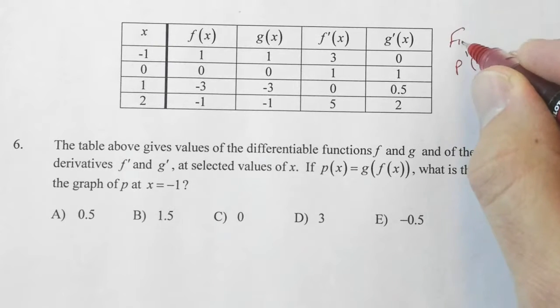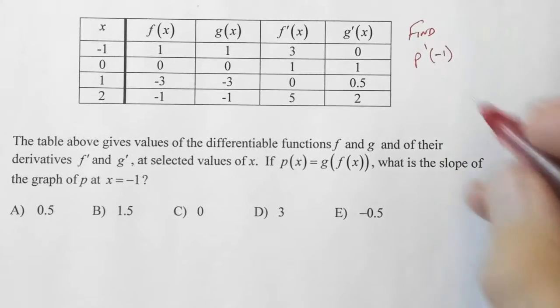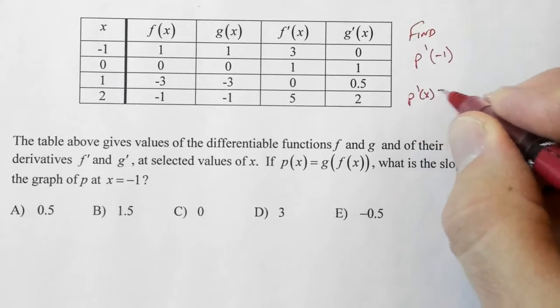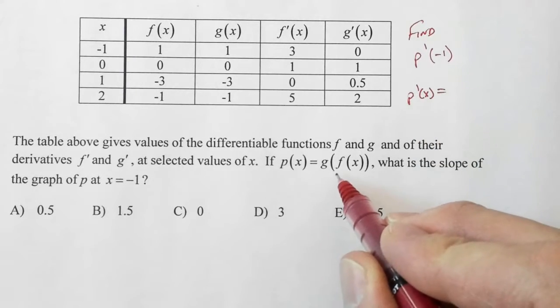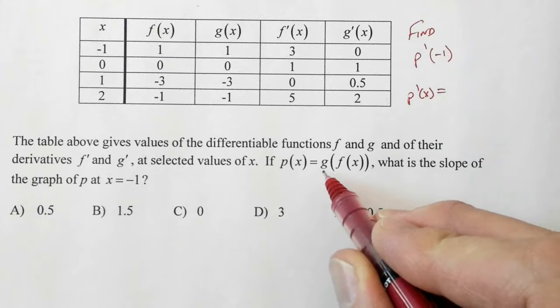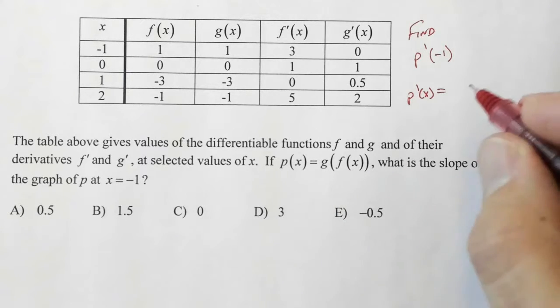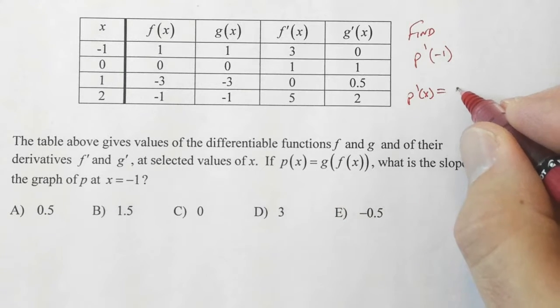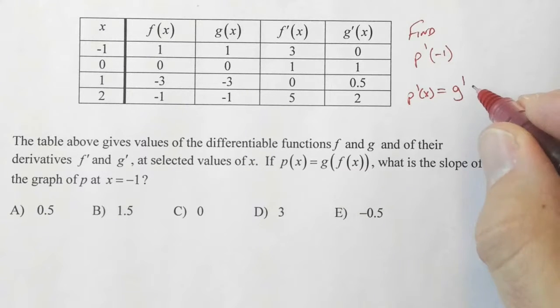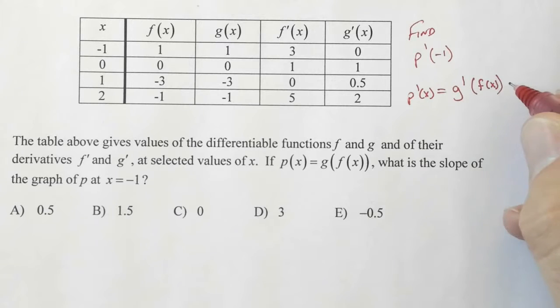So before we can find this, we need to get p prime of x. So p prime, since p is equal to g of f of x, we see we need to use the chain rule. The outer function is g, the inner function is f. Chain rule states derive the outer function, but keep the inner function, and multiply this by the derivative of the inner function. So there's p prime of x.